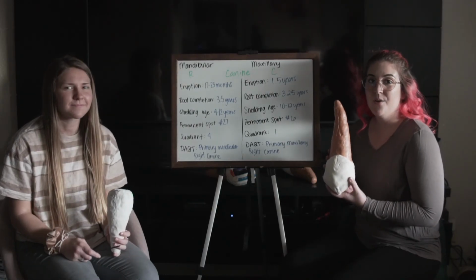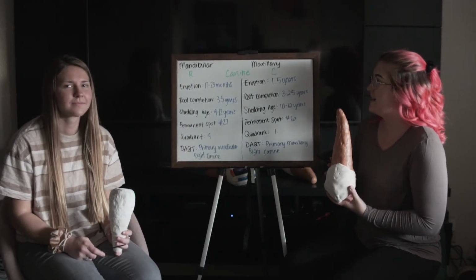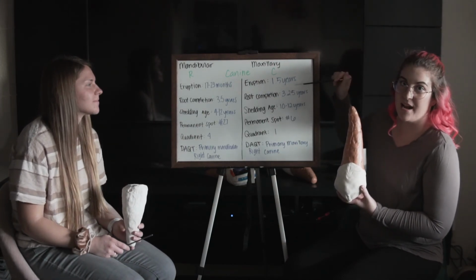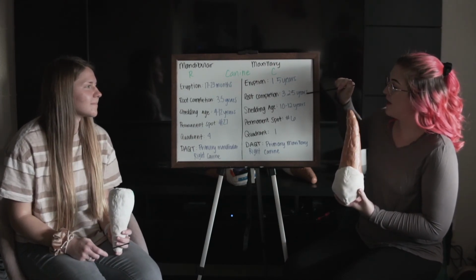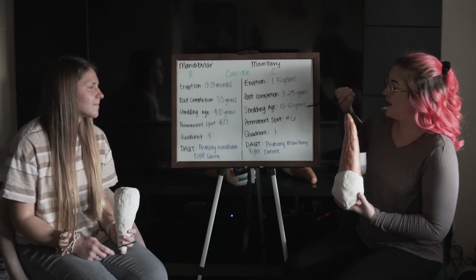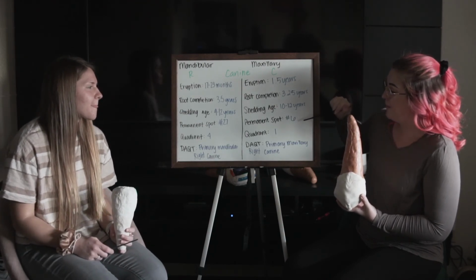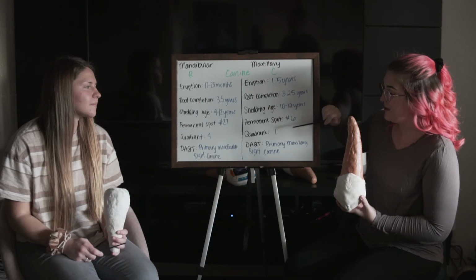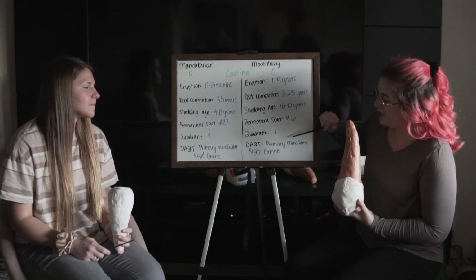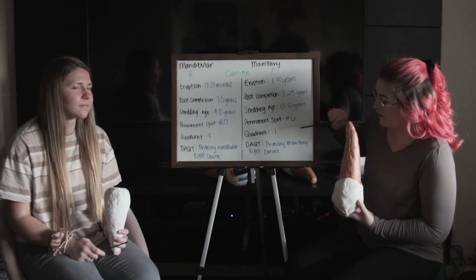This is the primary right maxillary canine, C. Eruption is at 1.5 years old. Root completion is at 3¼ years old. Shedding age is 10 to 12 years. The permanent successor is tooth number 6 in quadrant 1. In the DAQT, it's the primary maxillary right canine.